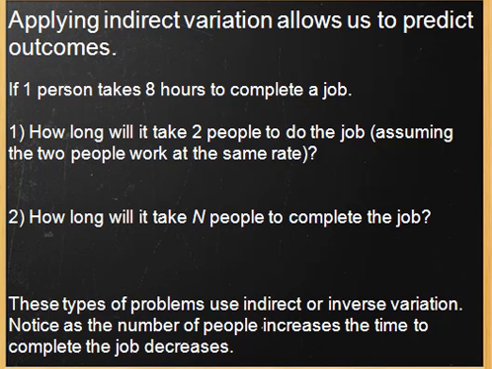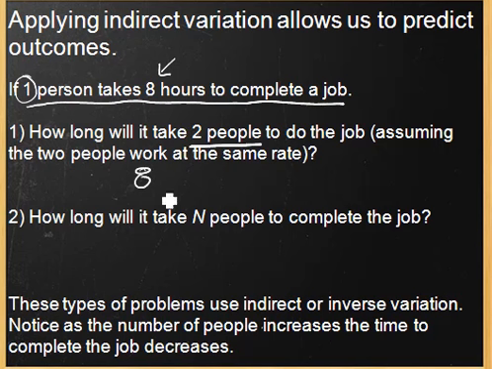Indirect variation, however, is a little bit different. For example, if we know one person takes 8 hours to complete a job, we want to know how long it would take 2 people to do the job, assuming that they were working at the same rate. Now notice that if I increase from 1 person to 2 people, the time it takes to complete that job will not increase, but decrease instead. Therefore, if we took our task of 8 hours and divided it equally among 2 people, it would take only 4 hours to do the job.